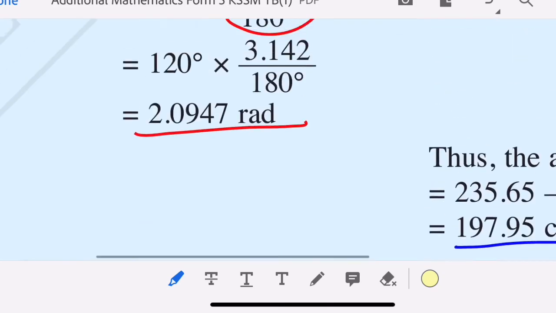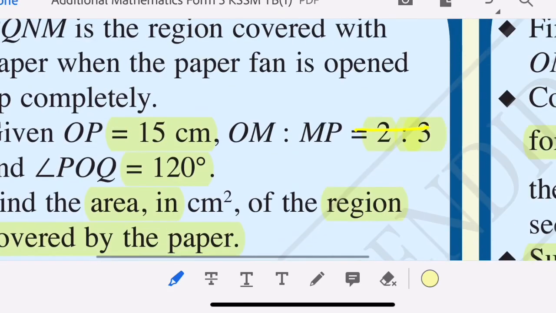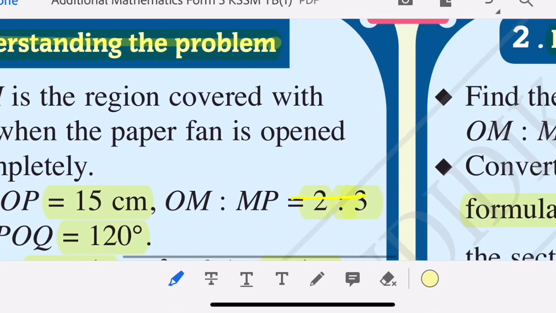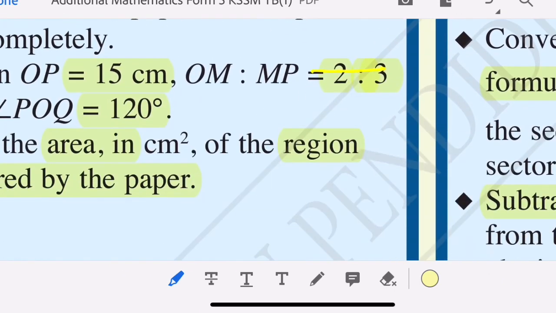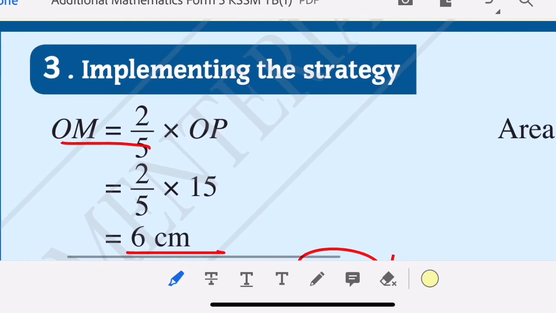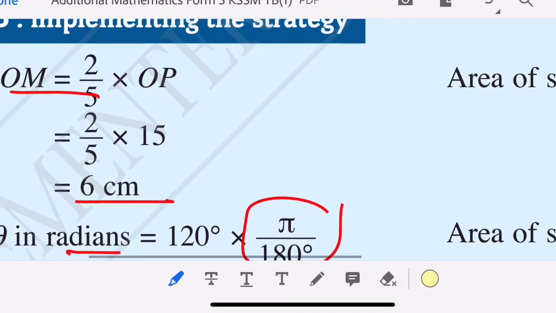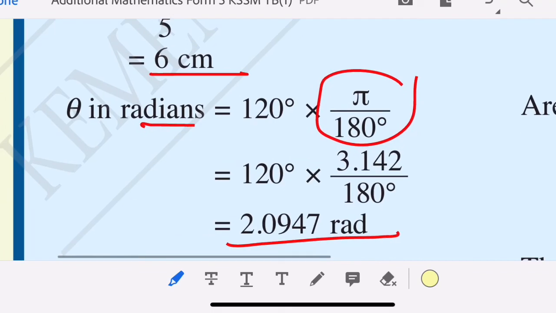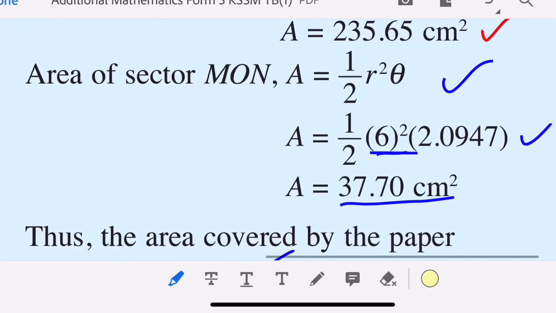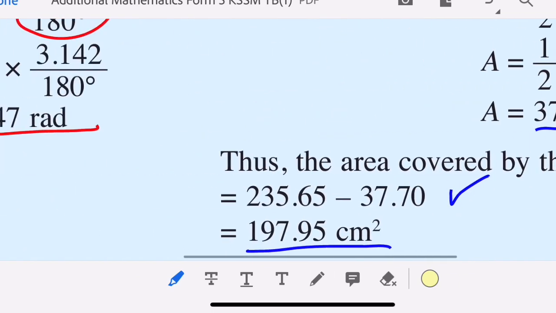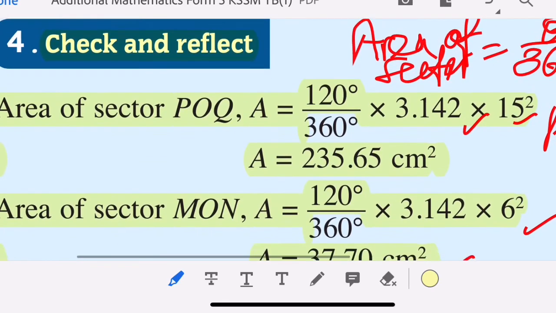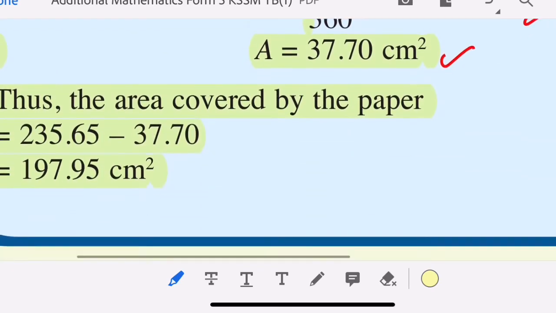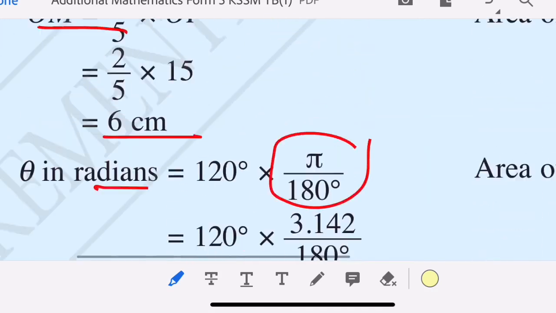So in short, when you do a HOTS question, what is the first step? Understanding the problem. What is the second step? Planning the strategy. And then what is the third step? Implementing the strategy. Implementing the strategy means you start to do calculation. But after we do the calculation, we have to double check, right? So we want to check whether if we use another method, we will get the same answer or not. So check and reflect. That is the so-called HOTS steps.